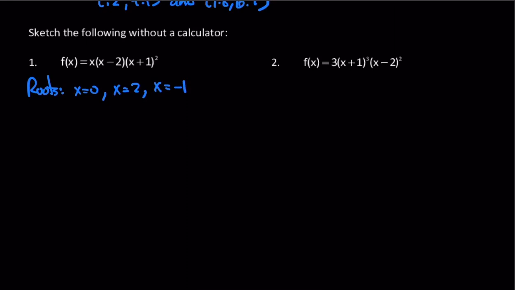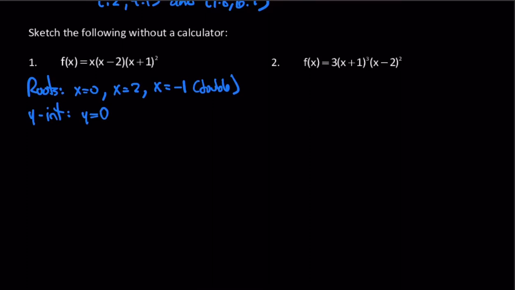But notice that's going to be a double. This is squared. So I'm going to make note of that, double. Remember, that's going to affect the behavior of your graph. Now, the y-intercept, this is pretty easy because remember what we said. If 0 is a root, then the y-intercept is always going to be 0.